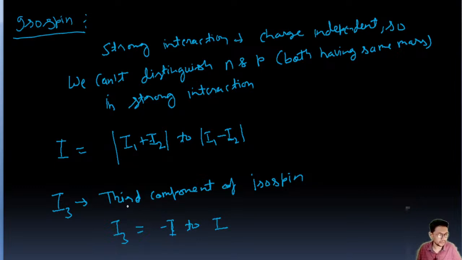So this is the spin and isospin. Multiplicity: we'll find different isospin for different elementary particles, and then it will be clearer to you. The multiplicity formula is 2I plus 1.